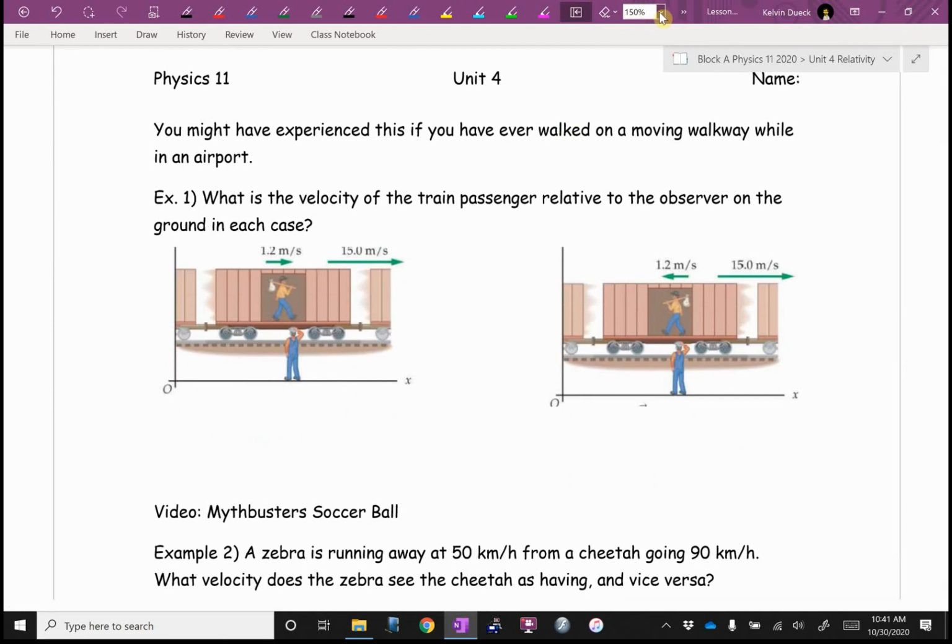Example 1. What is the velocity of the passenger train relative to the observer on the ground in each case? I know this person is walking at 1.2 meters per second to the right. The train is moving at 15 meters per second to the right. What would the relative velocity, my abbreviation for relative velocity is VREL, be here? 16.2. What about here? 13.8.